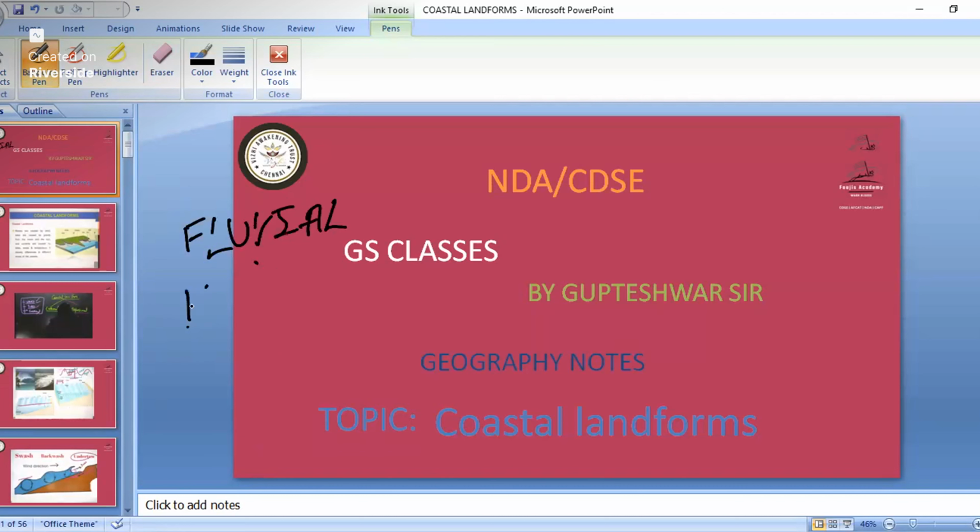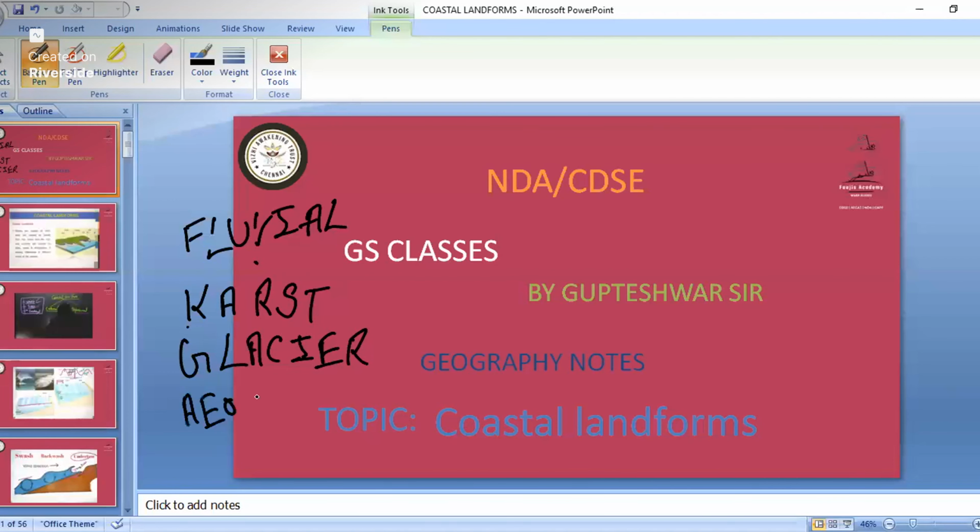Then we study about the karst topography. Then we study about the glacial landform. Then we study about the aeolian landforms. In aeolian or desert landforms, some topics are left. So that topic we will finish after studying the coastal landforms. So after that we'll finish the aeolian landforms. So today we'll study the coastal landforms.